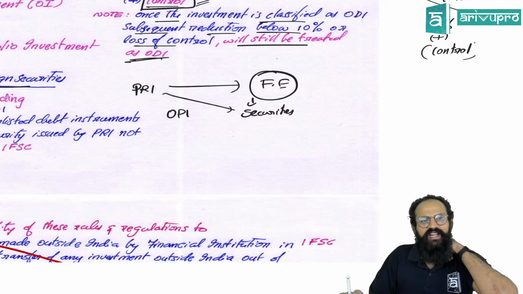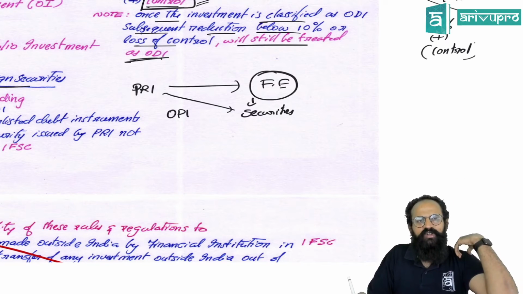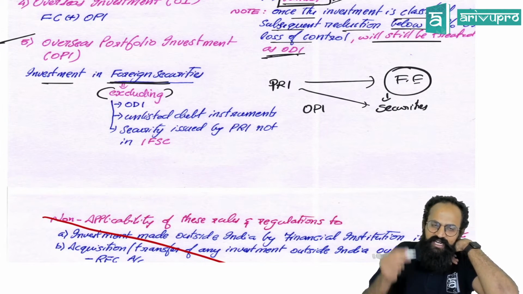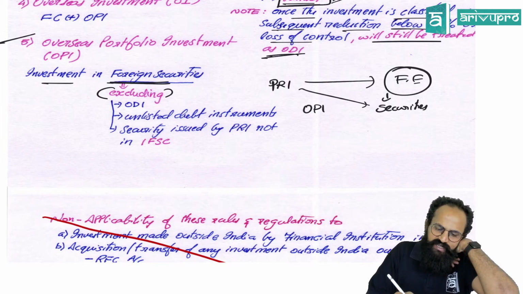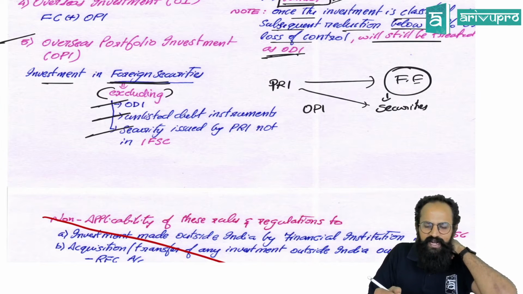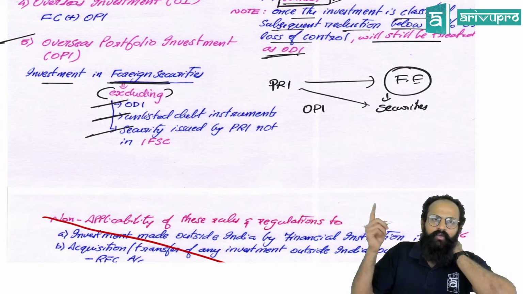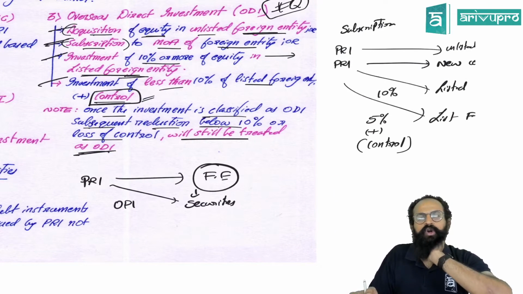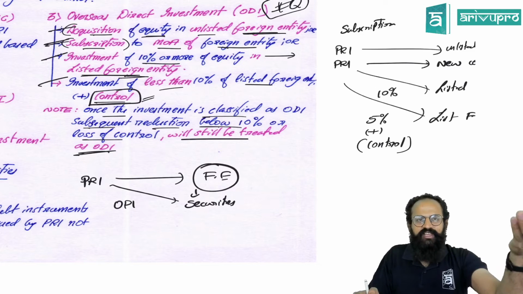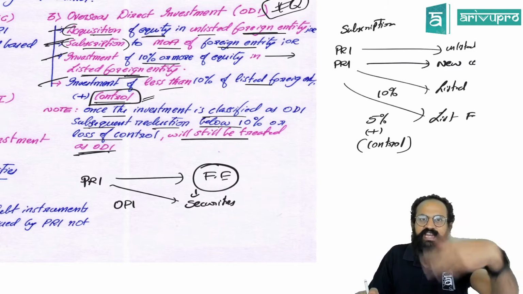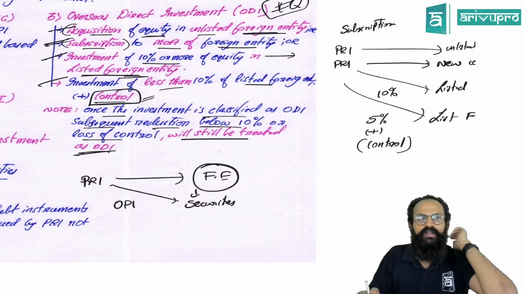Sir, even in the previous scenario, in ODI also, we invested in foreign securities only. No. Now see the full definition. However, these foreign securities do not include, meaning it excludes, whatever was considered as ODI. It excludes unlisted debt instruments. It excludes securities issued by a PRI, not in IFSC. Now what is this, people? In ODI, when an Indian company is investing in securities of a foreign company, in the four scenarios, you termed it as ODI. They are telling you if there is any other way, then it will be called OPI.